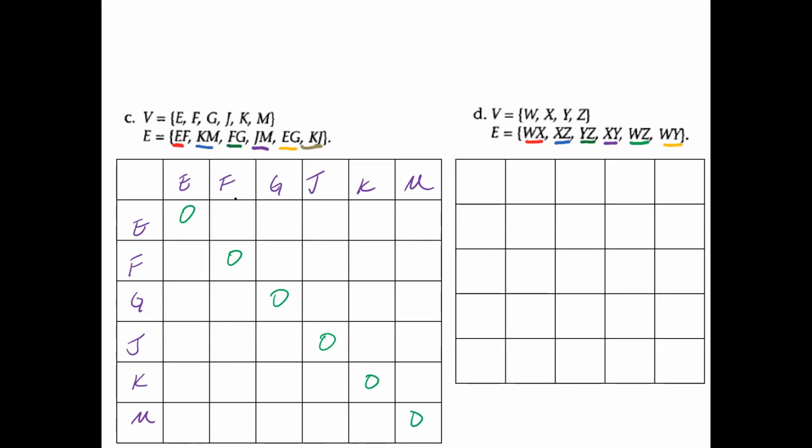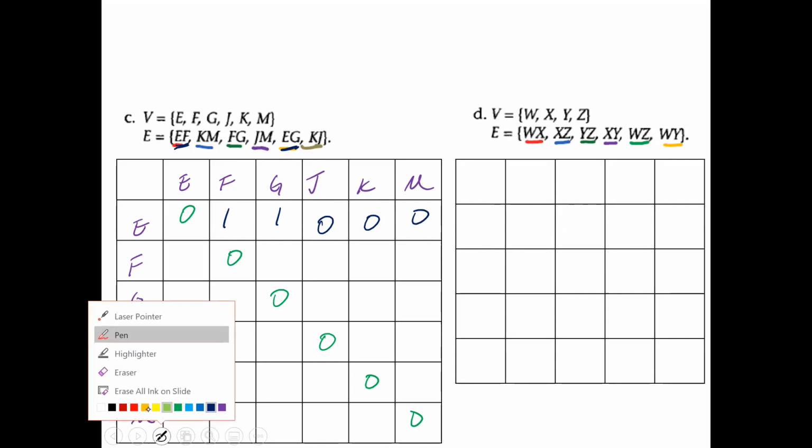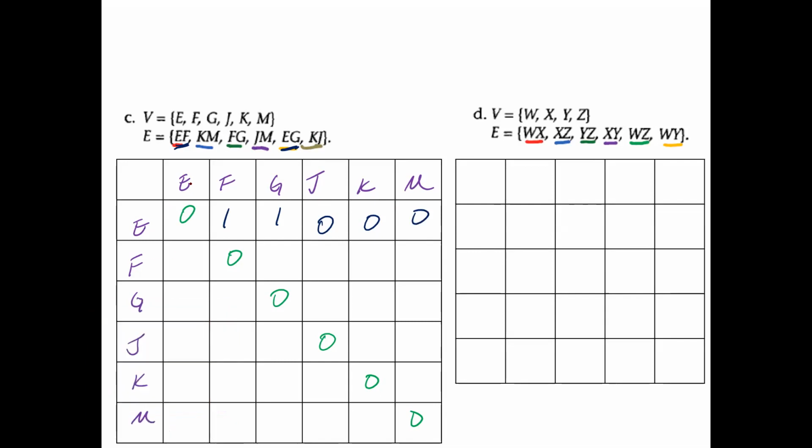But then you look at EF, well, there is one, so there's a connection. EG, there's a connection right there. EJ, no connection. EK, no connection. And then EM, no connection.